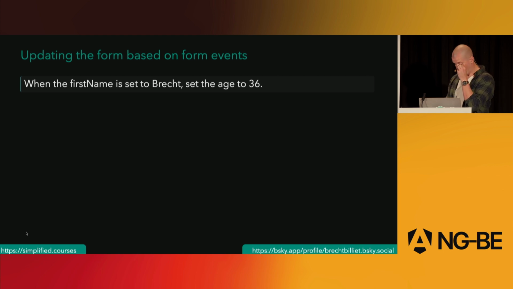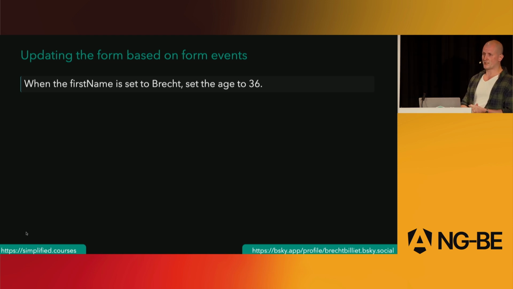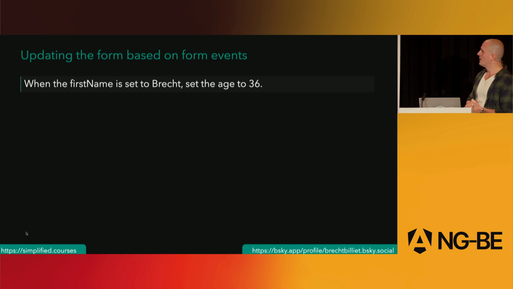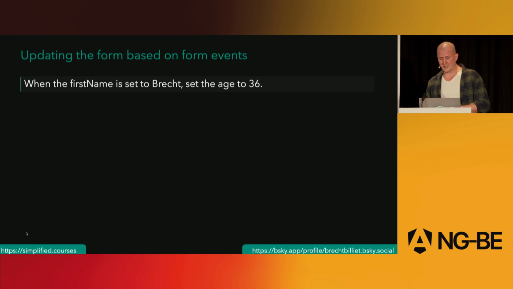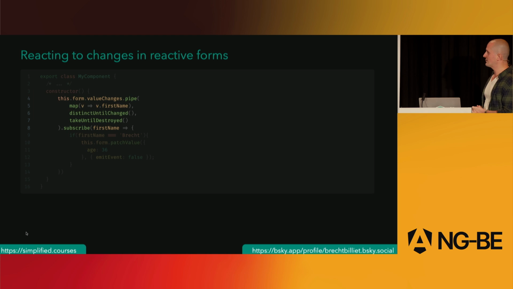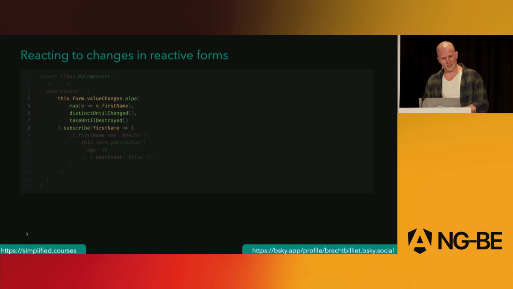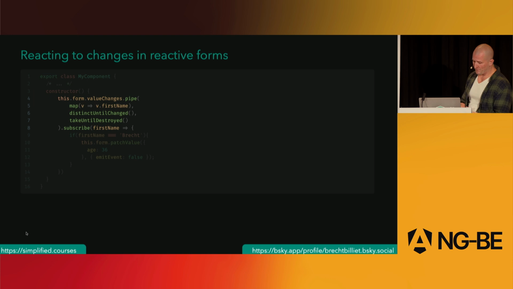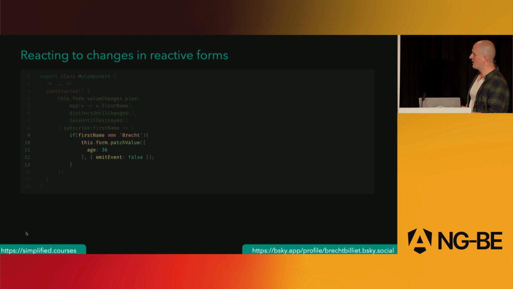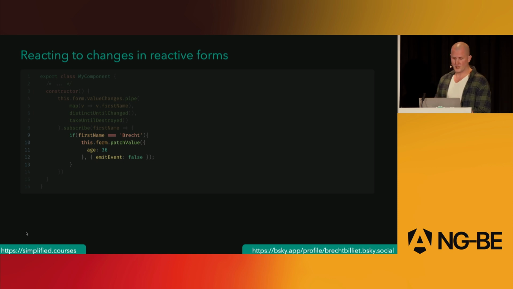And to be quite fair, those template-driven forms, if you really want that valueChanges API, you can just have access to it if you want to, right? Because behind the scenes, there are form controls and form groups. So when the first name is set to Brecht, set the age to 36. Let's go to the reactive forms. Again, we have this nice valueChanges thing, and now we map it to the first name, distinct, takeUntilDestroyed. And when the name is Brecht, we patch the value, and we make sure that we do not emit any event.